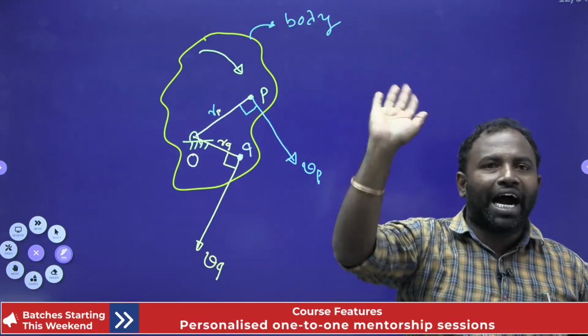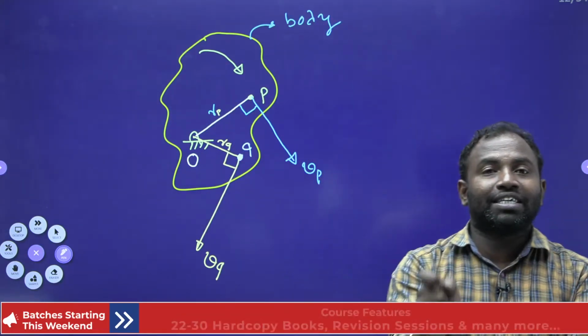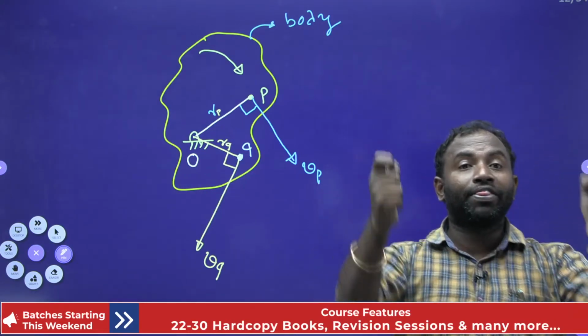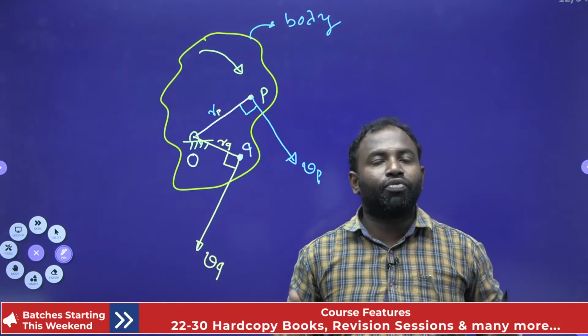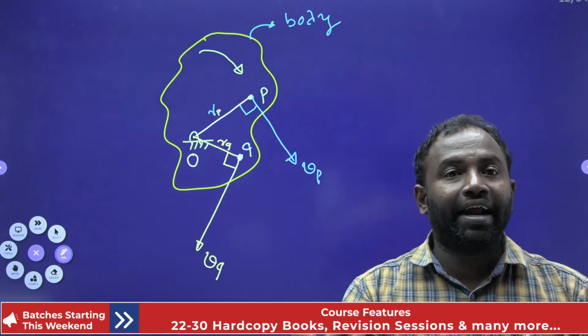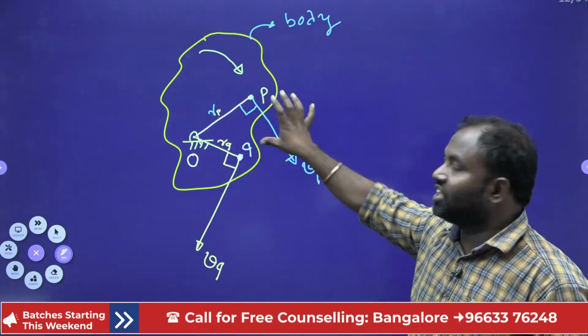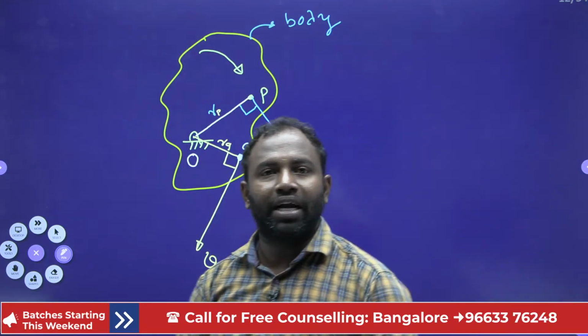Clear, everybody? I hope everybody understands how to fix the direction of velocity when the body is under rotational motion, right? So in order to fix the linear velocity direction when your body is under pure rotation, this is the procedure. Clear, everybody? Right?